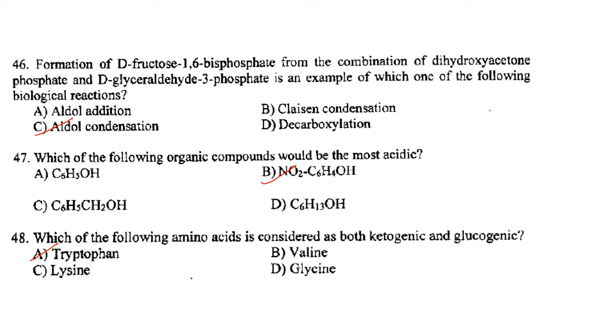Then which of the following amino acids is considered as both ketogenic and glucogenic? So the class of amino acids that produce pyruvate or other glucose precursors during the catabolism of amino acids are called glucogenic amino acids. And the class of amino acids that produce acetyl-CoA and acetoacetyl-CoA during the catabolism of the amino acid are called ketogenic amino acids. Now the amino acid which is both ketogenic and glucogenic is tryptophan. Answer is option A.